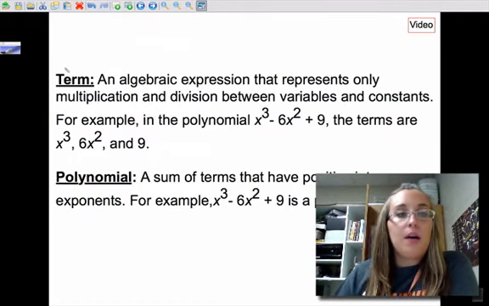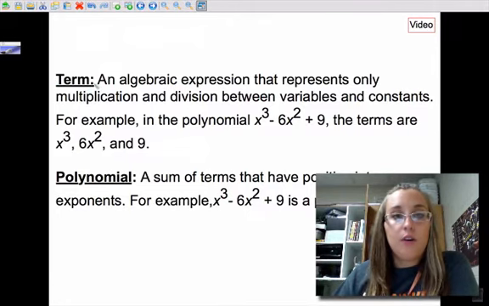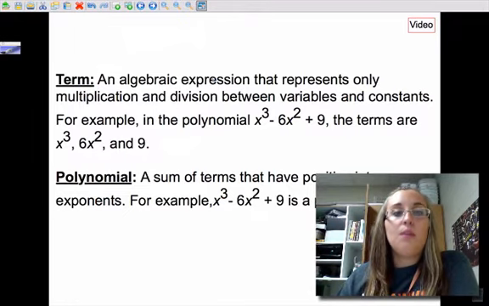We talked before about combining like terms. I just want to really quickly define term for you. A term is an algebraic expression that has only multiplication and division between variables and constants. Okay, so between letters and numbers.